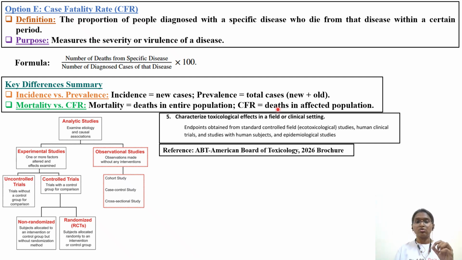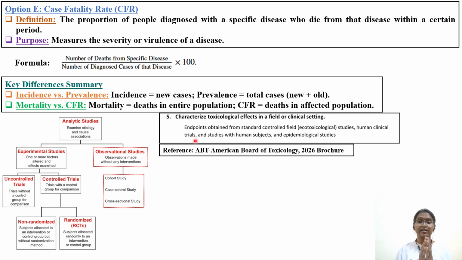Okay, so now the question is why we are discussing so much regarding epidemiological studies. It is because epidemiological studies are also an important part of the ABT brochure. If you look into the 2026 brochure, it is very clearly given under this particular point: characterize toxicological effects in a field or clinical setting. Under this, we have endpoints obtained from standard controlled field, ecotoxicological studies, human clinical trials.